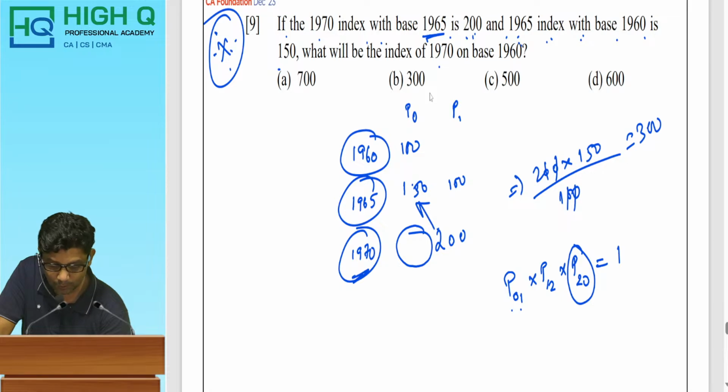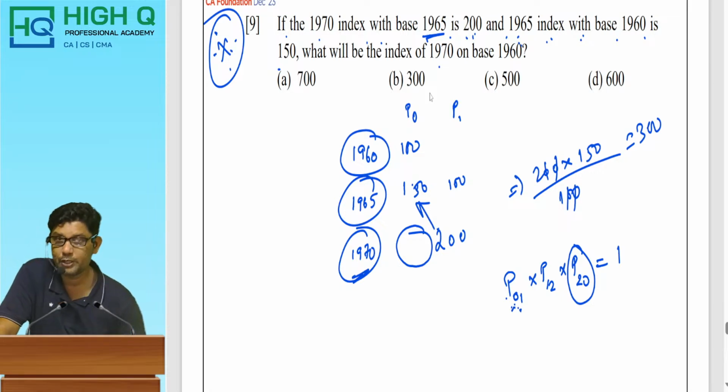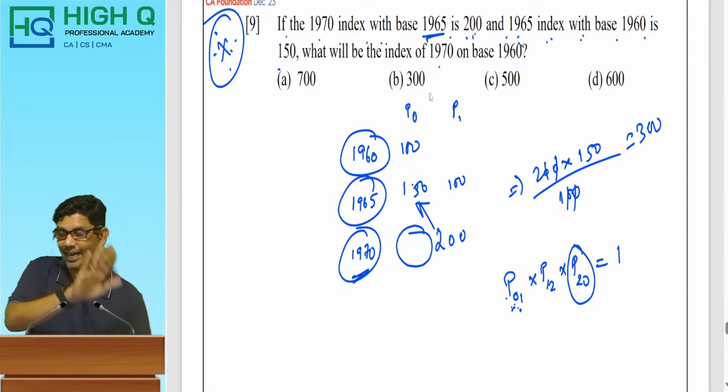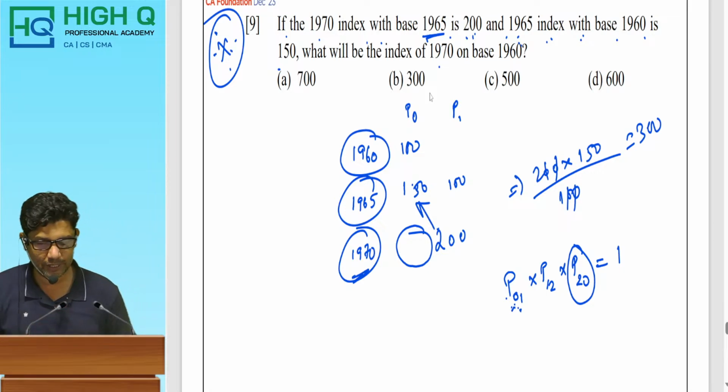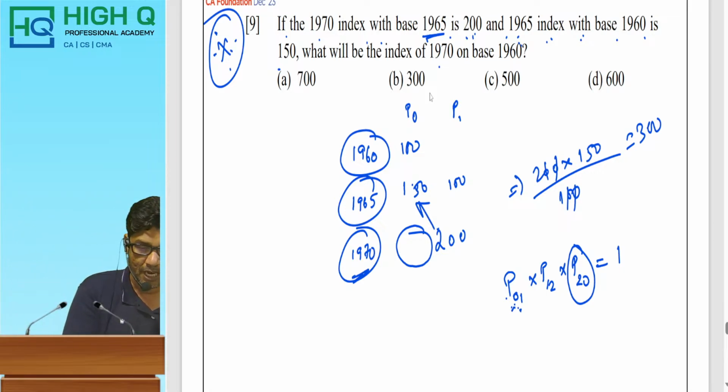P01. What is P01? Index number of 1965 based on 1960. And the next one is what? P12 is what? Index number of 1970 based on 1965. Now can you substitute here? This way also you can check it, my dear. How many of you tried this way?